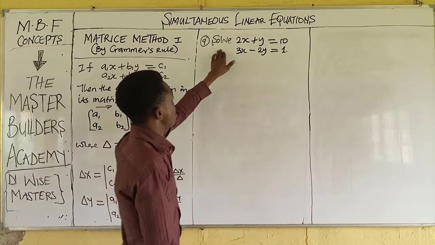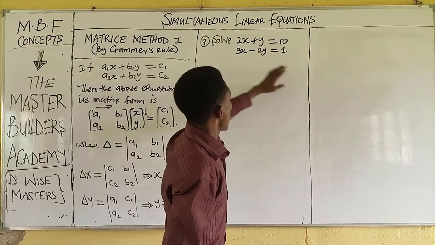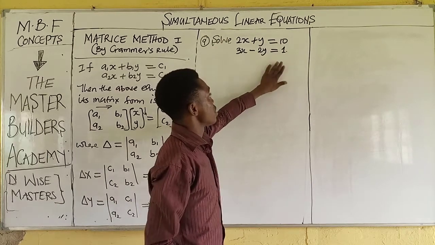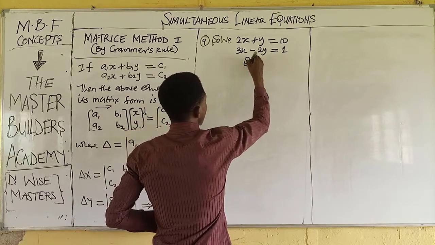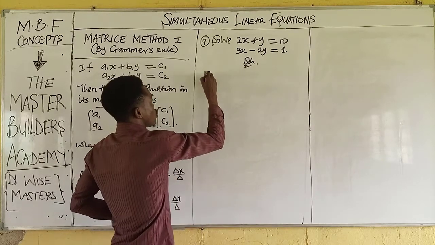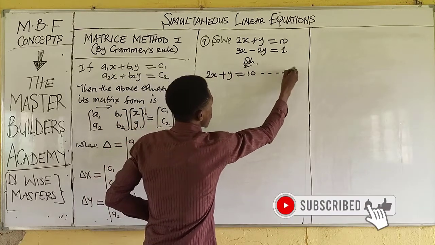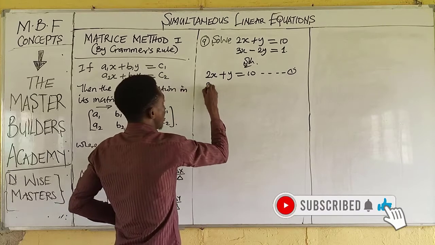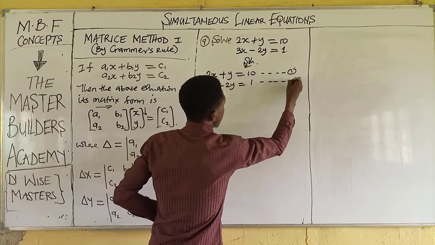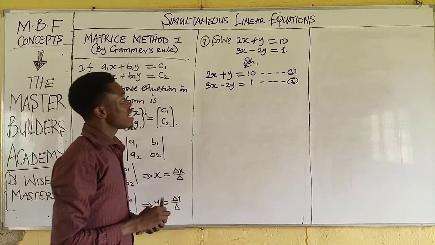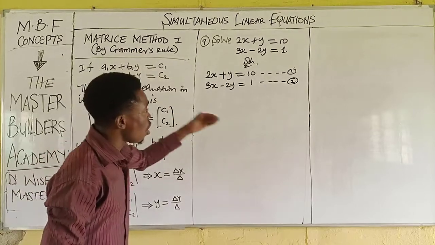The very first question we have here now, we are asked to solve 2x plus y is equal to 10 and 3x minus 2y is equal to 1. Now, put down your solution. You can rewrite the equation if you choose to. It's not compulsory. 2x plus y equal to 10. This is equation 1. Then 3x minus 2y is equal to 1. This is equation 2.